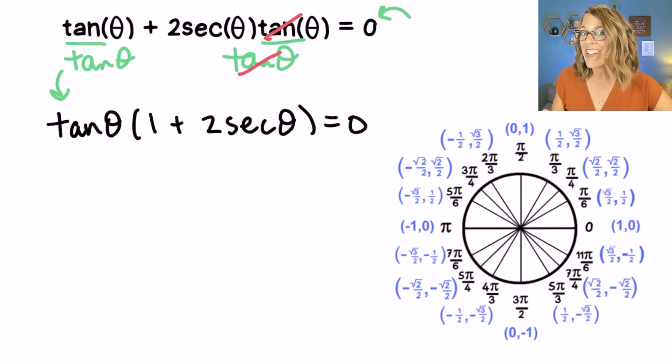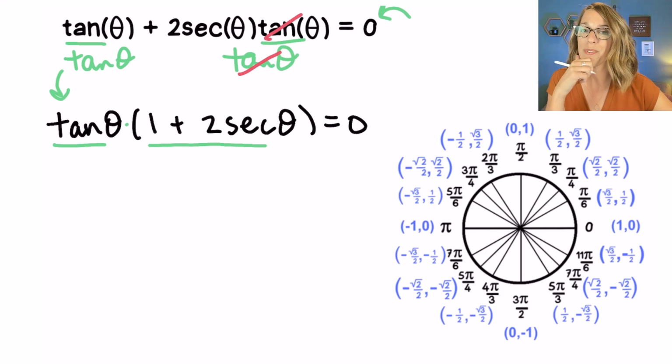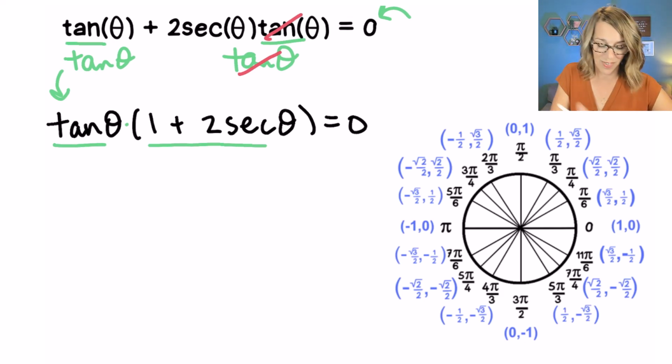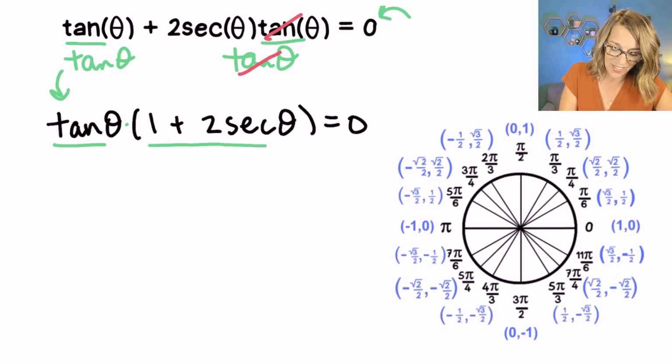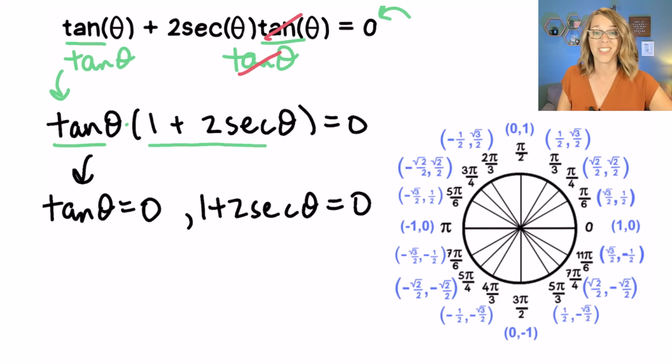Now this product is equal to 0. So that means that tan times my quantity in parentheses is equal to 0, and I actually get two cases from this. I can say that either the tan of theta is equal to 0, or 1 plus 2 secant theta is equal to 0.